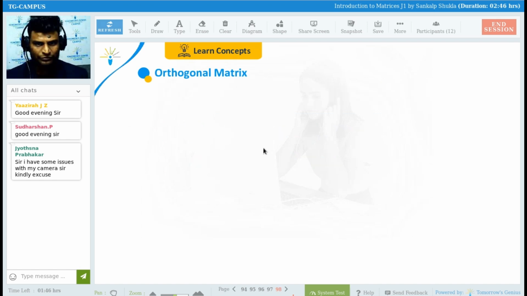Okay. So note down another matrix, that is the orthogonal matrix. So what is there in an orthogonal matrix? Have you ever heard of an orthogonal matrix? Anybody? No. Fine.